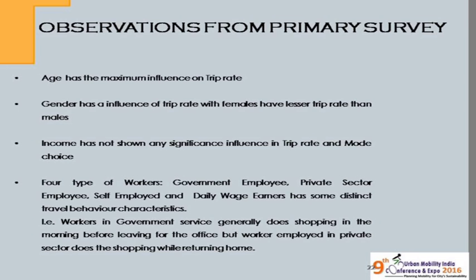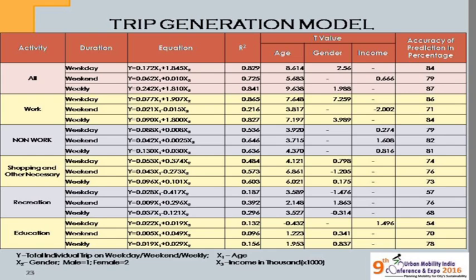For example, a government worker generally goes for convenient shopping and grocery shopping in the morning, then comes home, then goes to the office, because their office starts at 10 or after that, and they have very lenient time. But a private worker generally goes to the office in the morning, and does this shopping at the time of returning home.